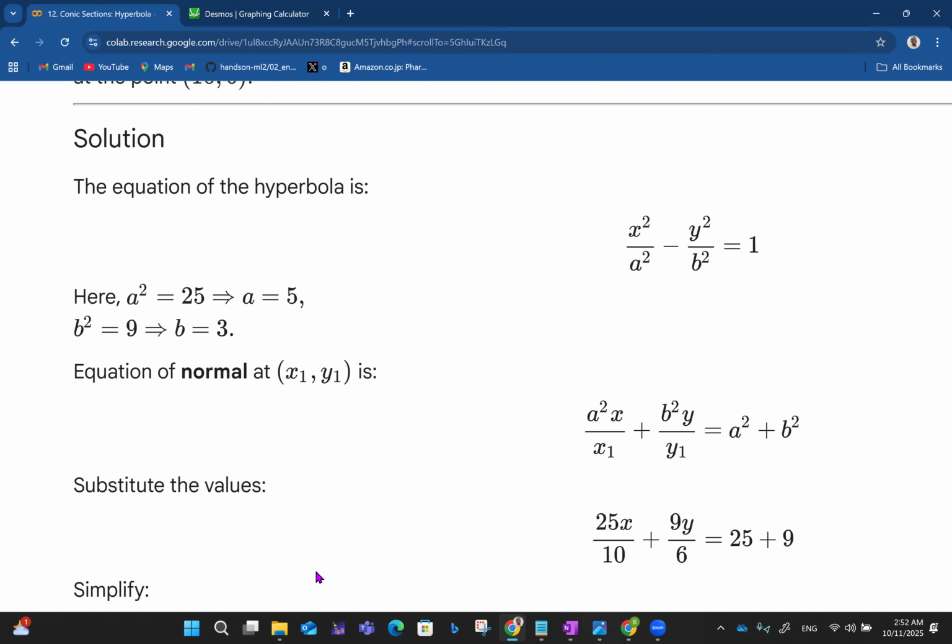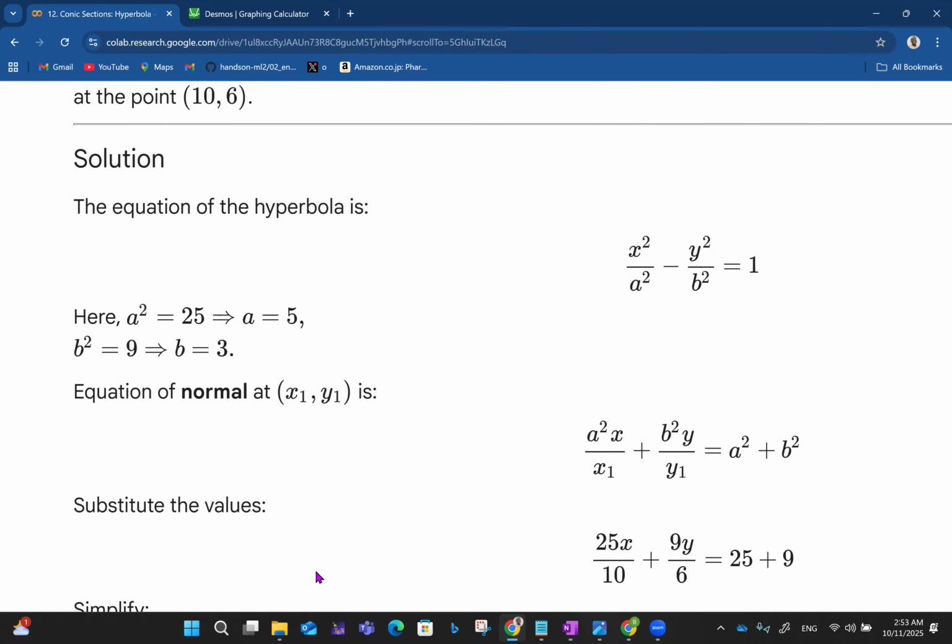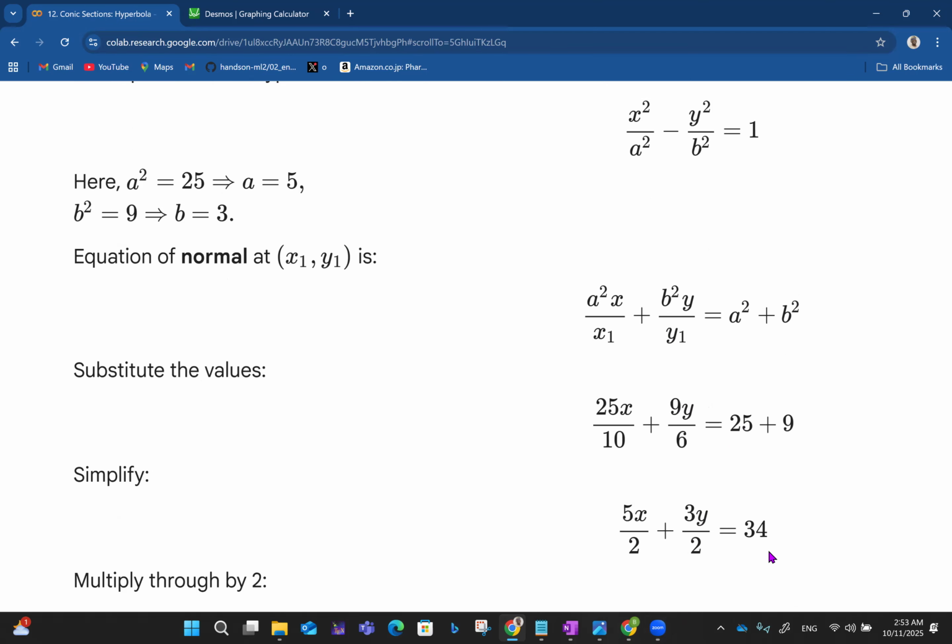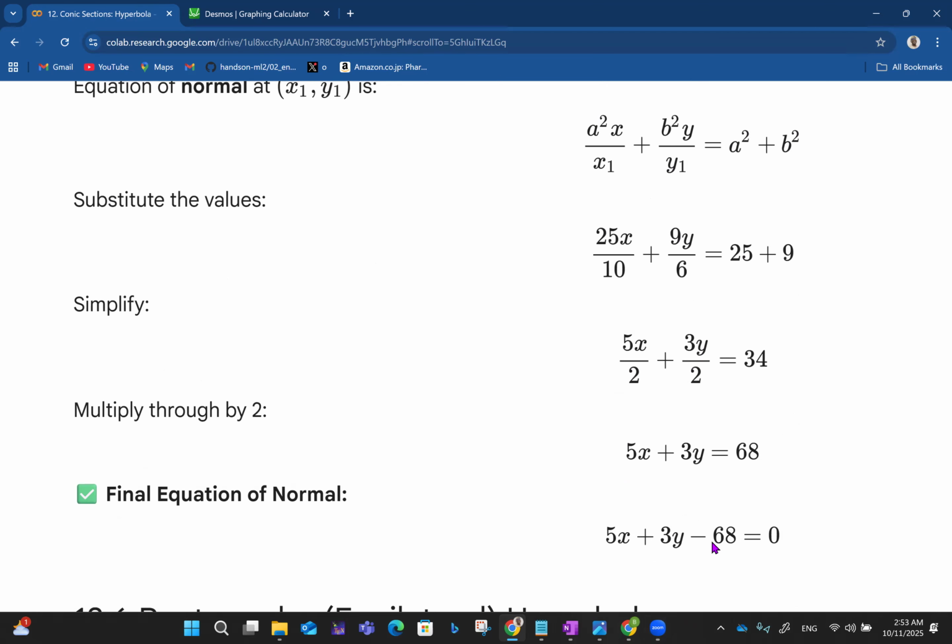The equation of the normal at (x1, y1) is a squared x over x1 plus b squared y over y1 equals a squared plus b squared. So a squared is 25, we have 25x. b squared is 9, that's 9y. x1 is 10, y1 is 6. So we have 25x over 10 plus 9y over 6, and then a squared plus b squared, that's 25 plus 9, which gives us 34. So we have 5x over 2 plus 3y over 2 equals 34. If you multiply through by 2, we get 5x plus 3y equals 68. So the final equation of the normal is 5x plus 3y minus 68.